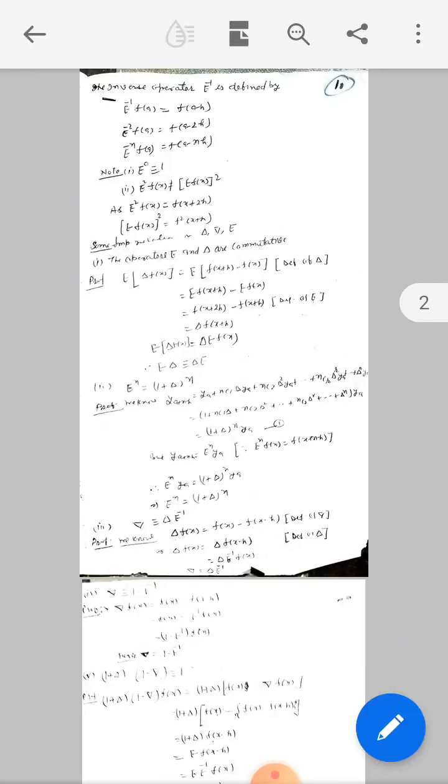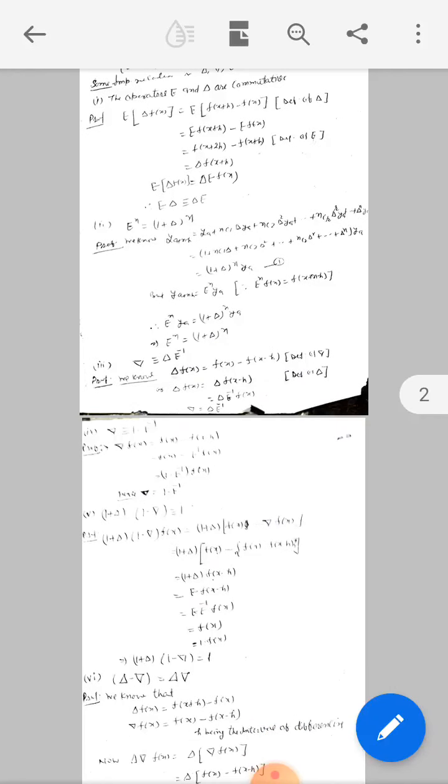What are the properties and relations? The forward difference operator is delta, the backward difference operator is nabla, and the displacement operator is E. The operators E and delta are commutative. So E of Δf(x) is equal to E of [f(x + h) − f(x)] from the definition of delta, which is equal to E f(x + h) minus E f(x), which is equal to f(x + 2h) minus f(x + h) by the definition of the displacement operator, which is equal to Δ f(x + h).